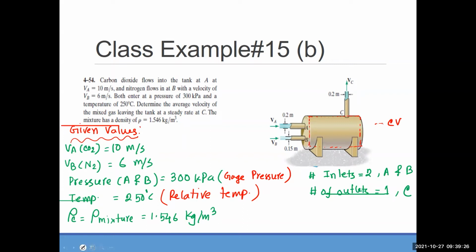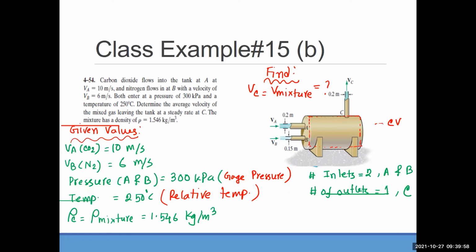Now, after all the given values, what do we need to find? What do we need to find from these? The velocity at C, or the velocity of the mixture, right? So V_C, V mixture. That is what I need to find out. So we are done with the first step: we identified the given values, and we identified what we need to find.